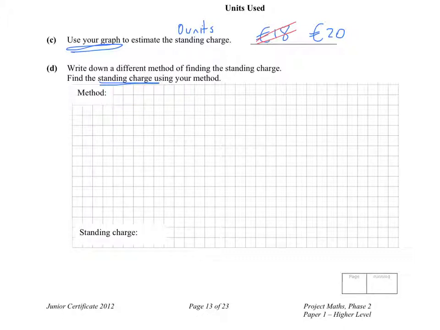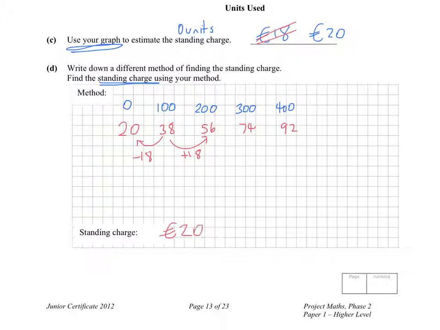So if you think about the data we had on the previous page, we had seen that we're adding 18 to go on to the next term. If you remember, I said that if you think about the standing charge being for 0 units, well, if we went back in the other direction, we'd have to do the opposite. So take away 18. If we take away 18, we get to 20. So our standing charge would be 20 euros.